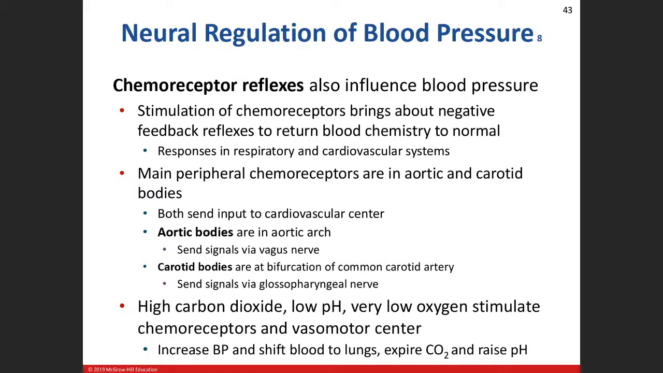We'll finish up on Monday the neuroregulation of blood pressure. We'll talk about the endocrine system, and then we'll briefly talk about high blood pressure, things like that.